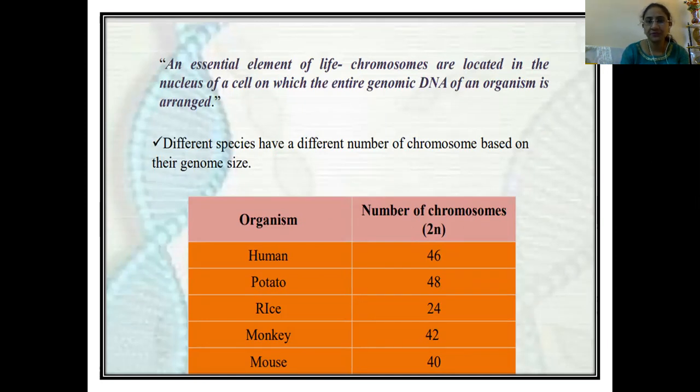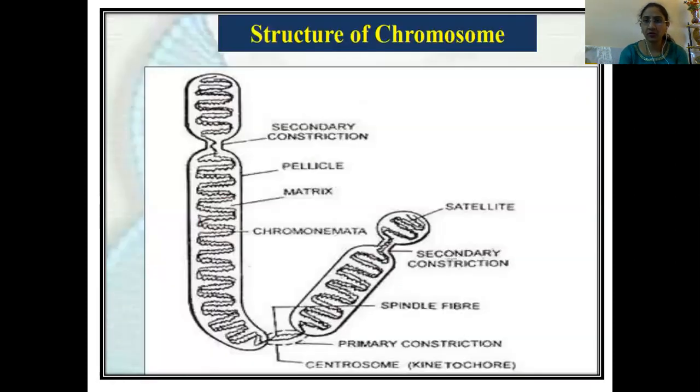For humans, generally we write 2n. Here 2n means the diploid chromosome number. The diploid chromosome number of humans is 46. In potato it is 48, rice has 24, monkey has 42, and mouse has 40. If we divide 46 by 2, that will be the haploid chromosome number, but generally we write the diploid chromosome numbers.